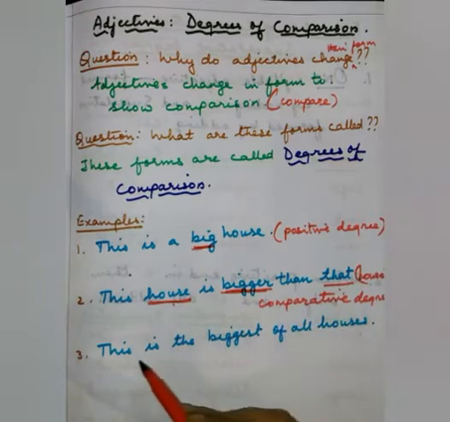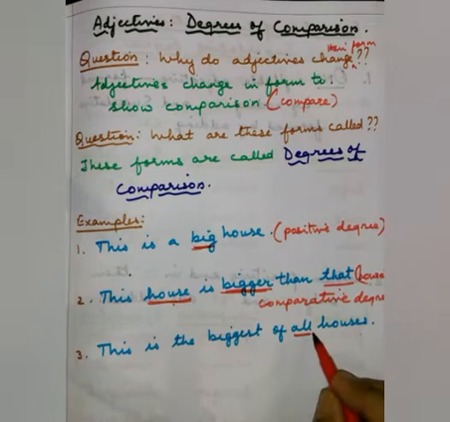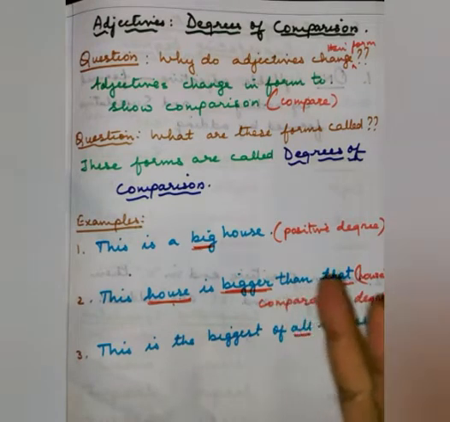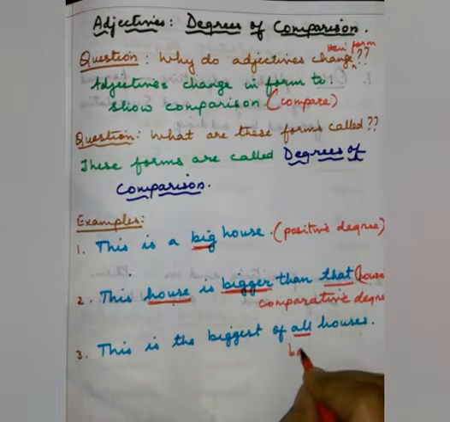Yes, now here, this is the biggest of all houses. The word all shows many houses, not two houses. If it is two, it will be both. But here when I say all, it means more than two. This is the biggest of all houses.